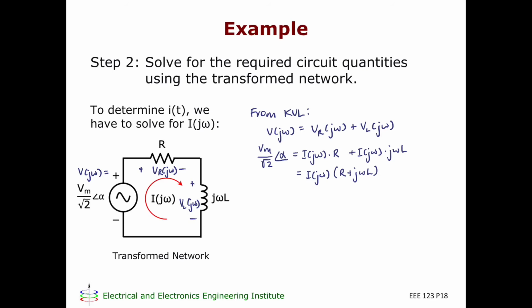Okay. Let me convert this now to polar form. So I get Is(jω). Converting R plus jωL to polar form, my magnitude would be the square root of R squared plus ω squared L squared. And my angle would be arctangent of ωL over R.